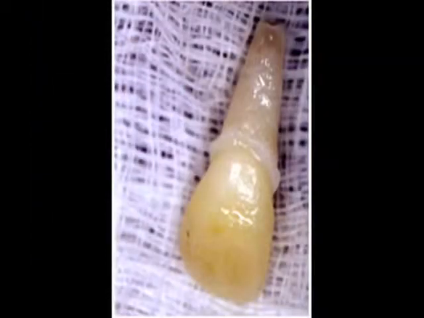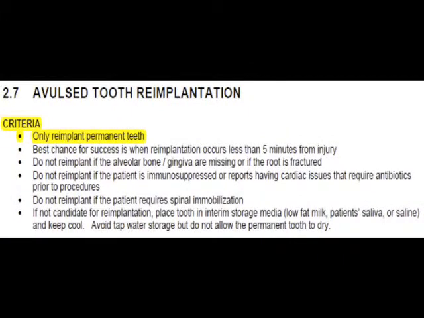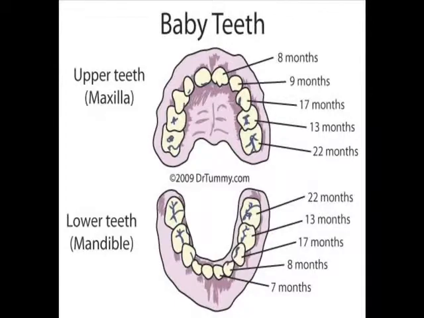Here is an avulsed tooth. Which type of tooth do you think it is? That's right, it's an incisor. The criteria for reimplanting a tooth within the protocol states to only reimplant permanent teeth. So how can we tell? Baby teeth include 10 on each jaw for 20 total. As you can see on the left figure, the front teeth start appearing at approximately 7 to 8 months of age, while the rear teeth appear closer to 2 years of age.